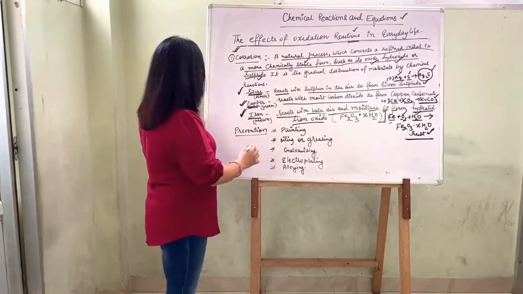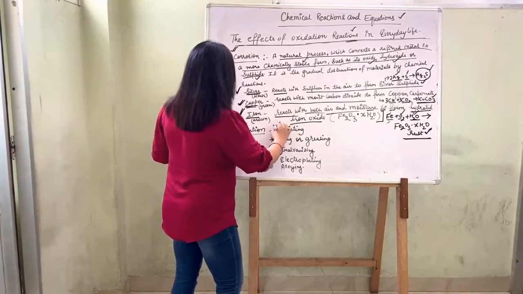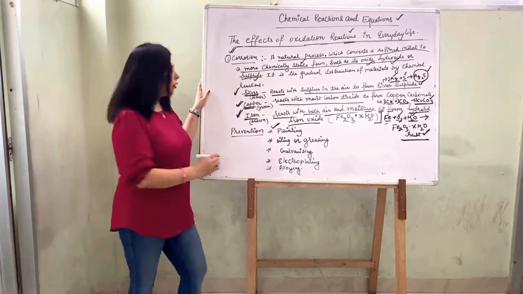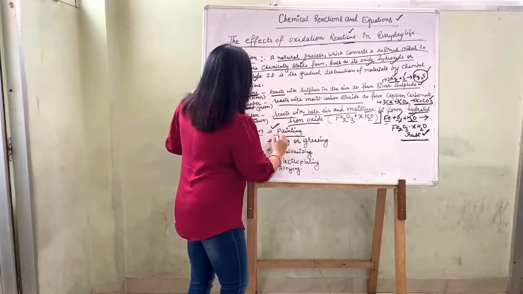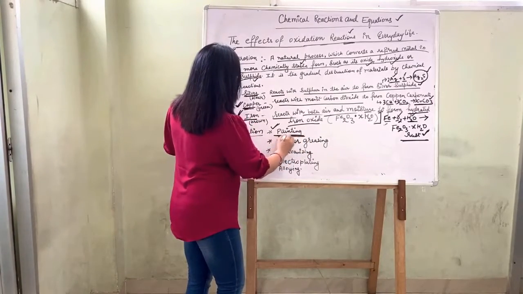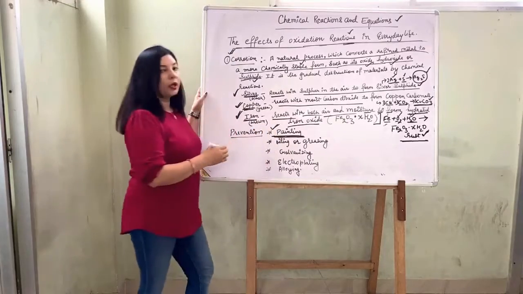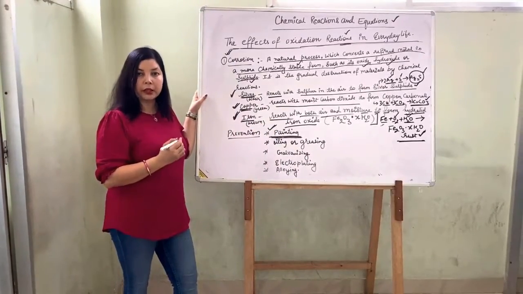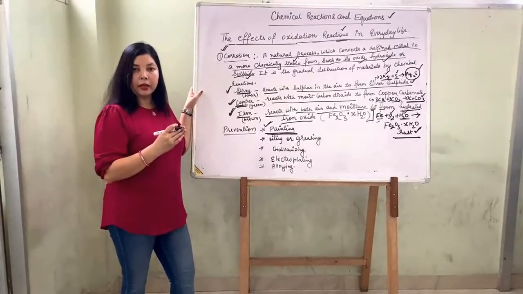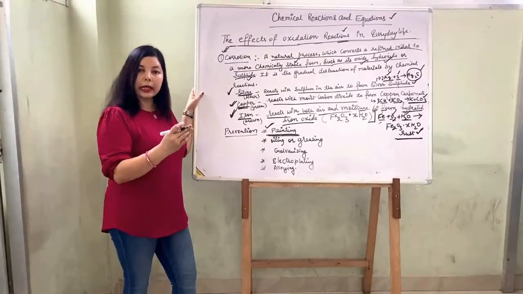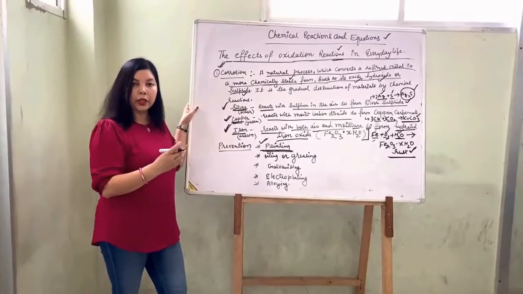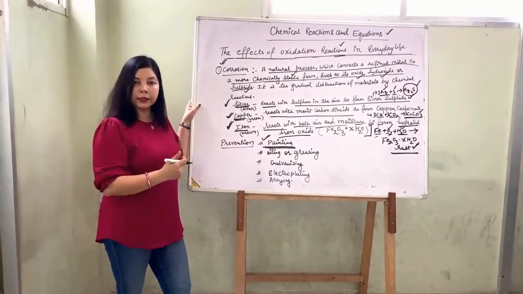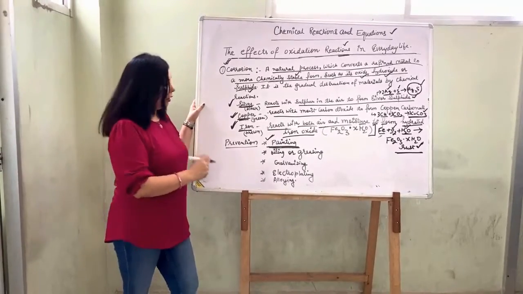So the first way of preventing corrosion is painting. How are we going to prevent corrosion? By painting. Painting is a way by which we can prevent corrosion, because when we apply a layer of paint on the surface of a metal, it becomes a barrier and does not let the gases present in the atmosphere come in direct contact with the metal surfaces, and thus it is prevented from being corroded.